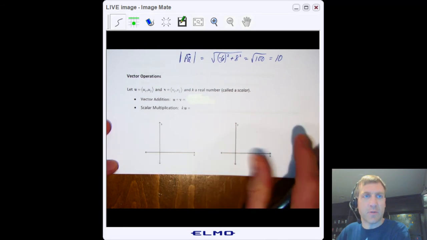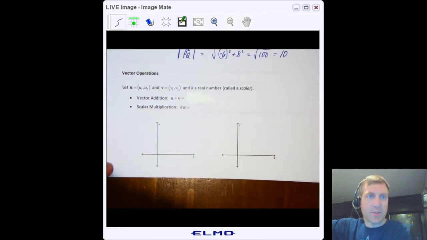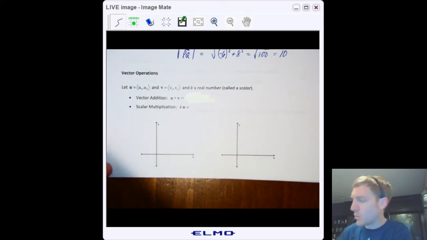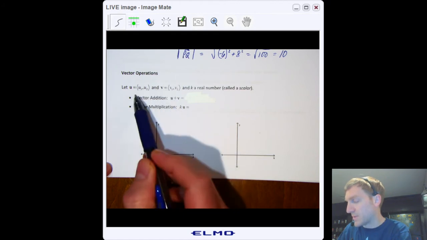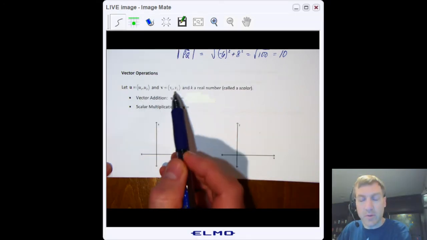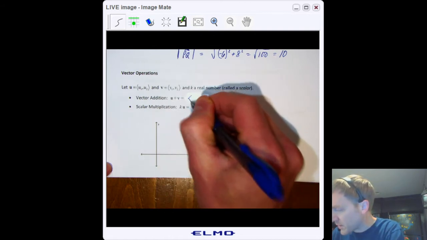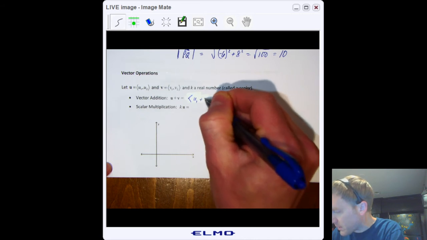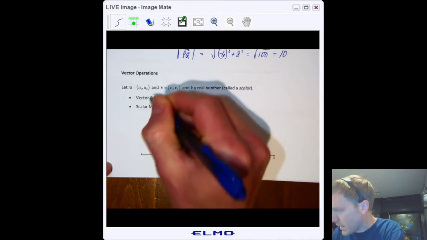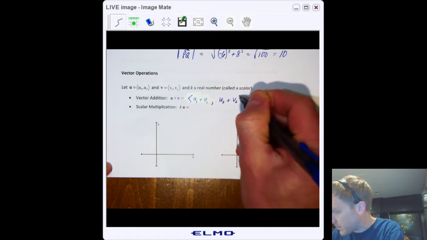So let's start with the first example, vector addition. Suppose that I want to add these 2 vectors, u and v. Well, you might think, how would I do that? Maybe I should add the horizontal components together and add the vertical components together. That might seem logical, and that is exactly what you do. So we add the horizontal components, u sub 1 plus v sub 1, and then we add the vertical components, u sub 2 plus v sub 2.